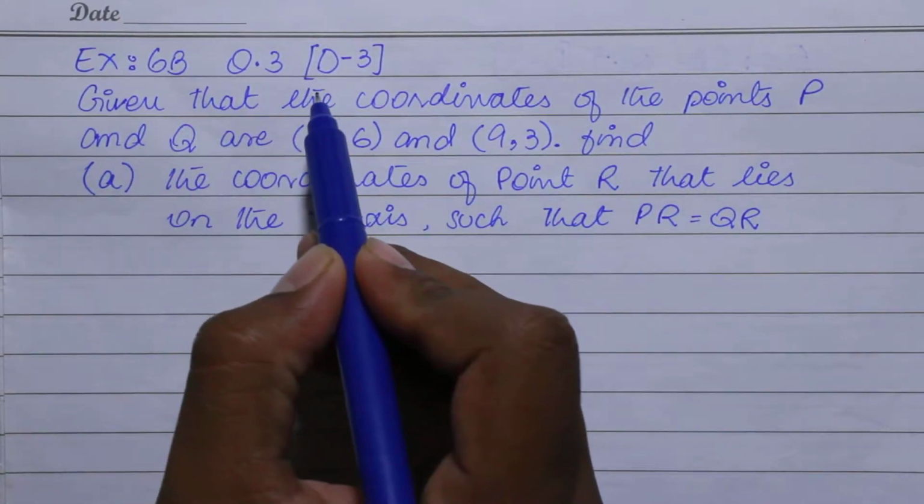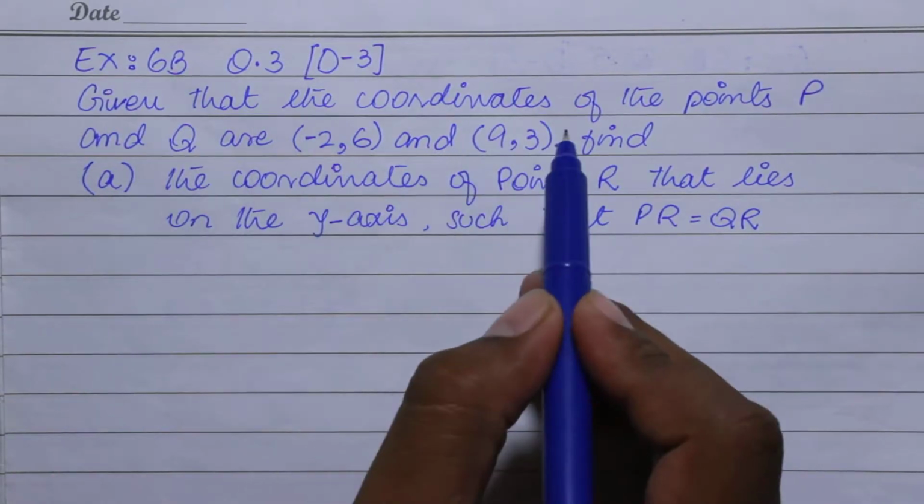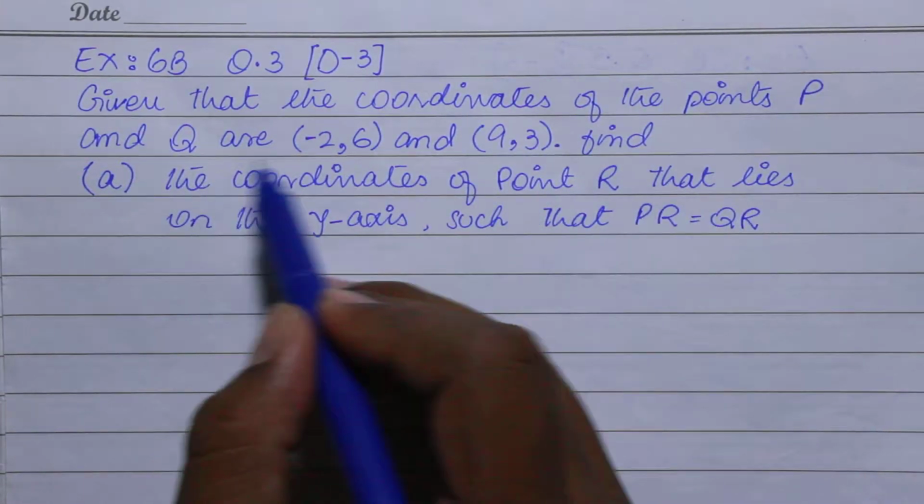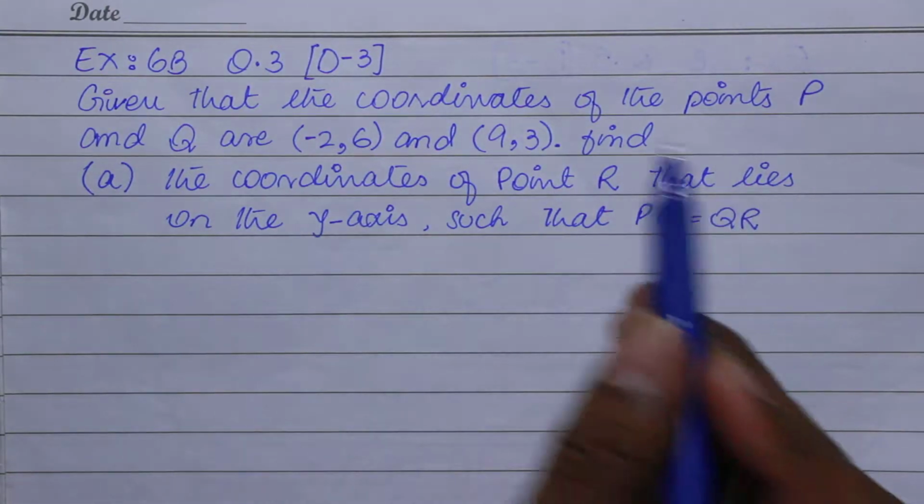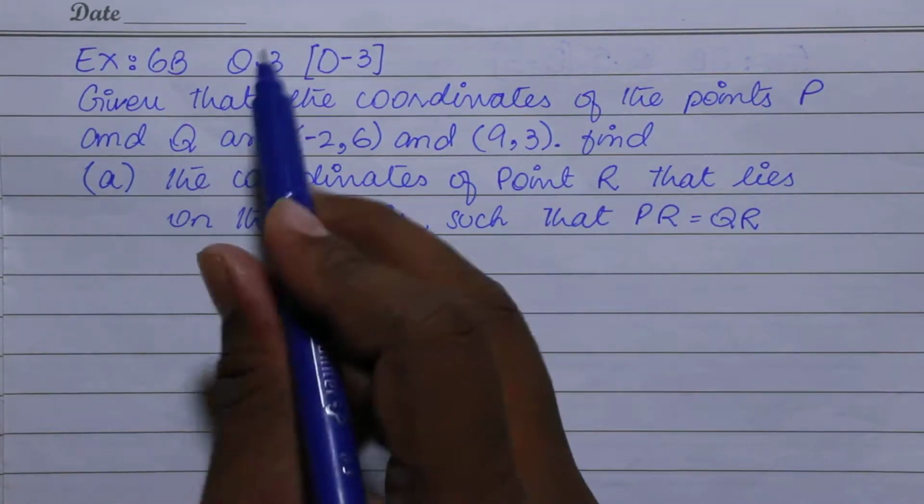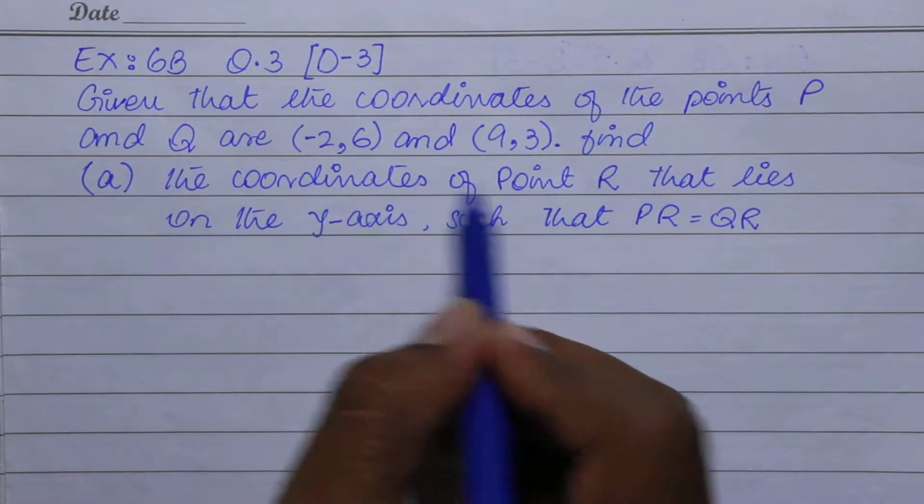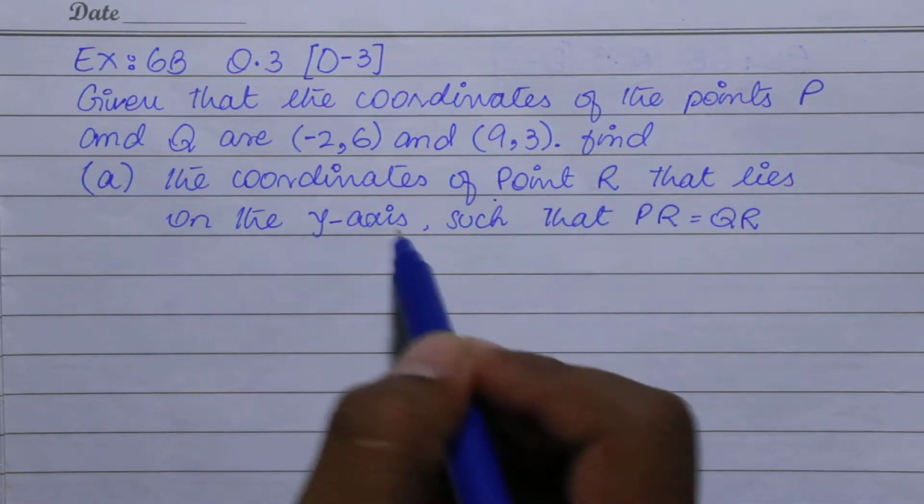Exercise 6b, question number 3 of D3. Given that the coordinates of the points P and Q are (-2, 6) and (9, 3) respectively, find part A of question number 3: the coordinates of point R that lies on the y-axis.